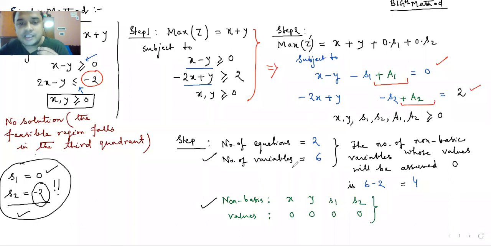And now you see that your basic variables become A1 and A2 with non-negative values. A1 is 0 and A2 equals 2. So we do not have any problem right now, because it is satisfying the non-negativity constraints of the linear programming problem.